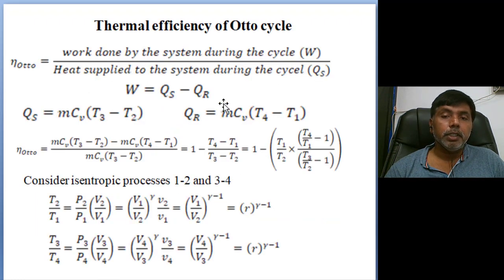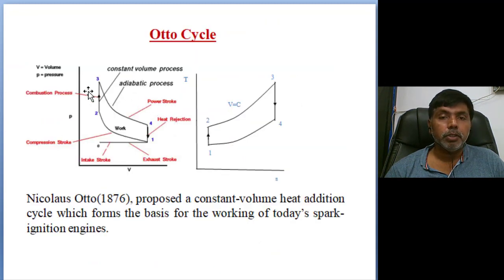Then we determine the thermal efficiency of the Otto cycle. The work done by the system divided by the heat supplied to the system. Work done means heat supply minus heat rejection. Heat supply at constant volume process is m Cv (T3 minus T2): the temperature difference times mass times specific heat at constant volume. T3 minus T2 because 2 to 3 is the constant volume heat addition.